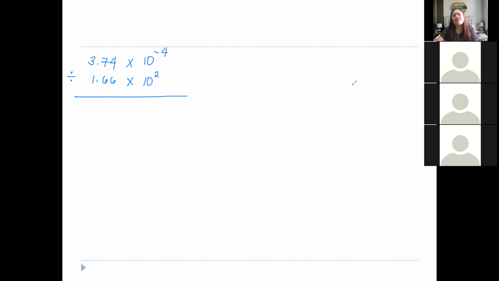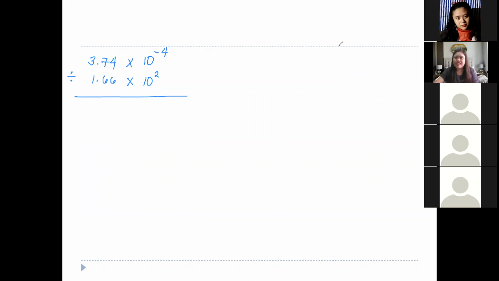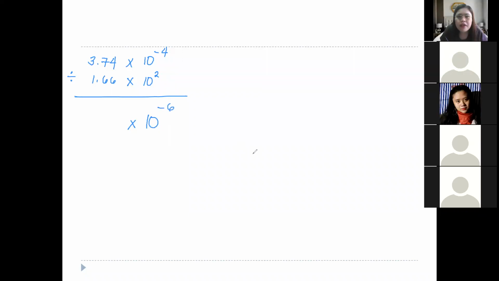Okay, so what's the first step in the division of scientific notation? Yes, Ian. I-subtract po yung mga exponent. Okay, very good. Let's subtract the exponent. So this becomes now -4 minus 2. Negative 6 po, ma'am. Okay, very good. -4 minus 2 is -6. And then, what's the next one? We will be dividing the... N1 and N2 po. Okay, very good.